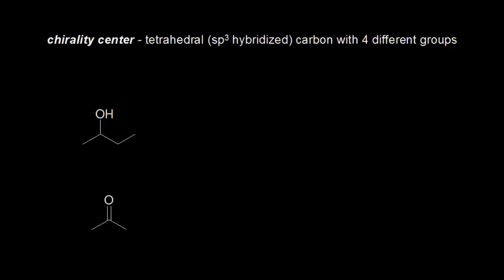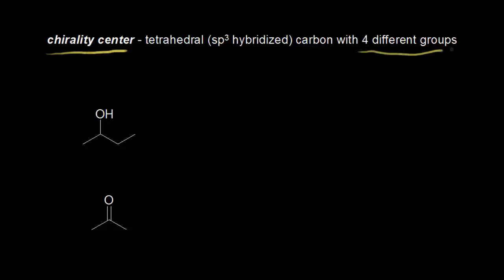Once you understand the concept of chirality, the next skill is to be able to identify a chirality center. I'm using the term chirality center here, but you also might hear chiral center or stereogenic center or asymmetric center, and they're all pretty much referring to the same concept: a tetrahedral carbon, an sp3 hybridized carbon that has 4 different groups attached to it.